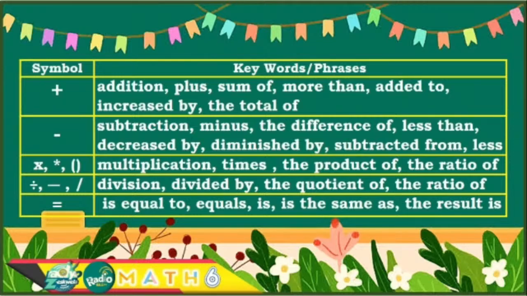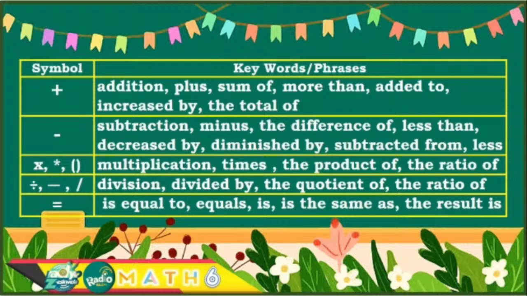For the multiplication symbol, the keywords are multiplication, times, the product of, and the ratio of. And for the division symbol, here are the keywords: division, divided by, the quotient of, and the ratio of. And for the equal symbol, here are the keywords that you need to remember: is equal to, equals, is the same as, and the result is.